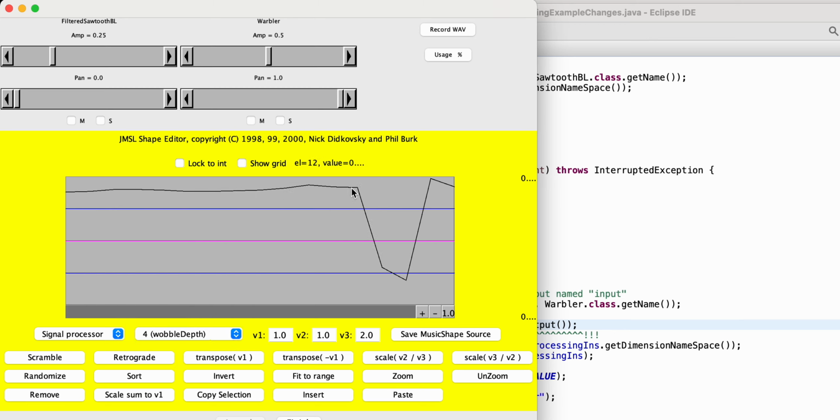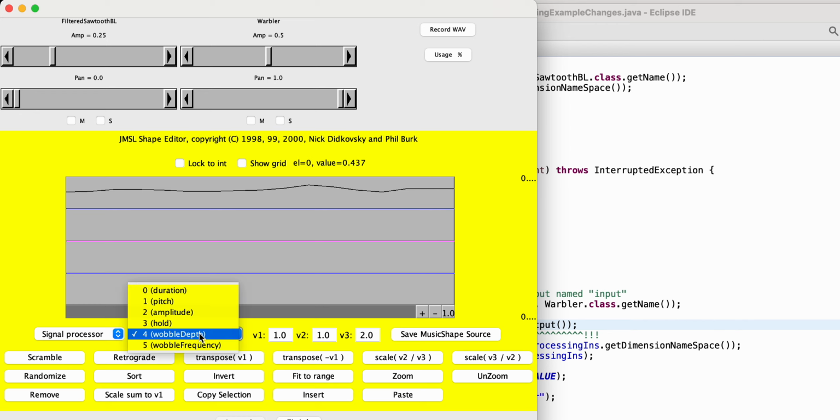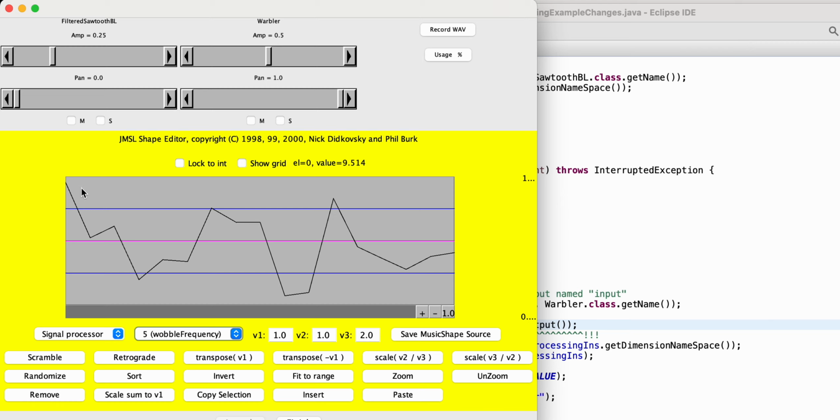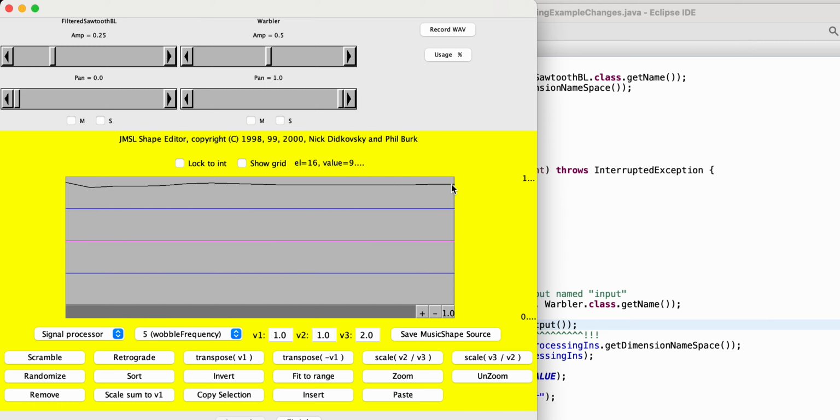Let's make the depth really high for all the wobble elements. Let's make the frequency very high for all the wobble elements. Now we can taper them off so the wobble frequency will get a little slower.